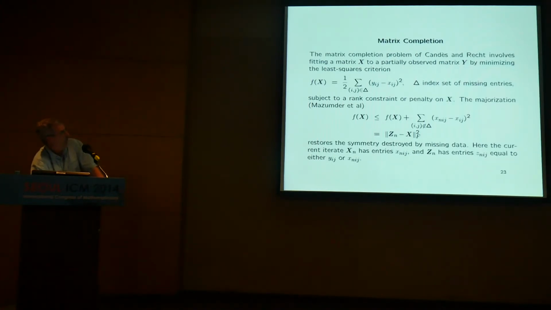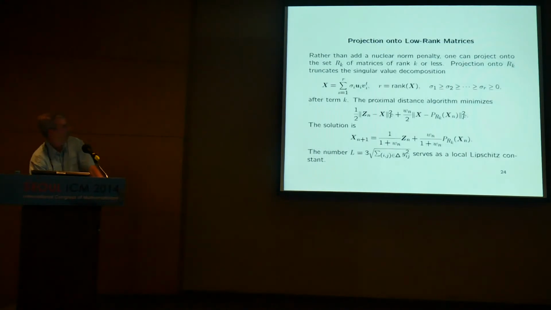If you majorize, you can fill in the missing entries. So you majorize by replacing the missing entries by their currently predicted values. This gives a nice symmetrization of the problem. So Z is either equal to the observed entry or the current predicted entry. Okay, now rather than add a nuclear norm penalty, you can project onto the set of matrices of rank k or less. Now how do you do that? Well, it's standard knowledge that you take the singular value decomposition and you just truncate the decomposition after k terms.